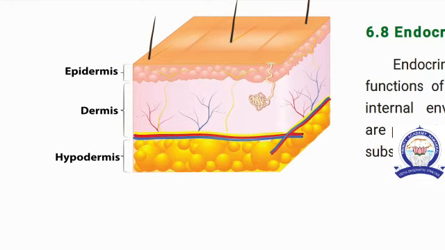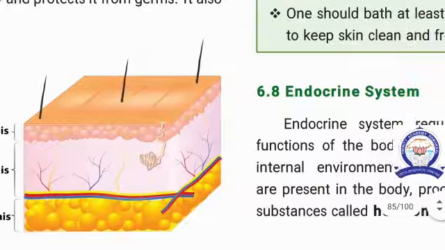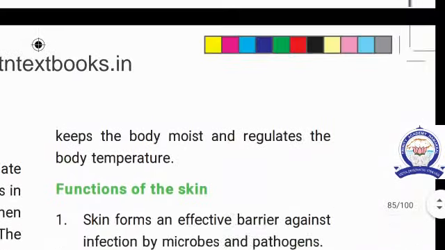The outer layer is known as the epidermis. The middle layer is known as the dermis. The innermost layer is the hypodermis. The middle layer consists of sweat glands and oil glands. It is connected with a hair follicle. The sweat gland secretes sweat. Then oil glands, the sebaceous glands, secrete sebum. Oil glands and sweat glands help to balance our body.